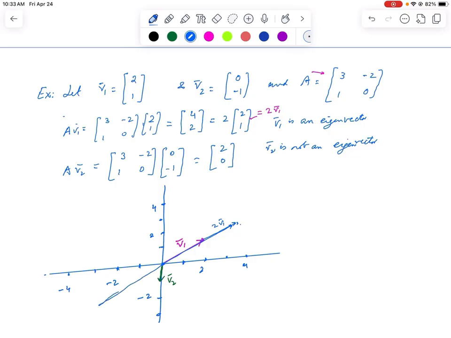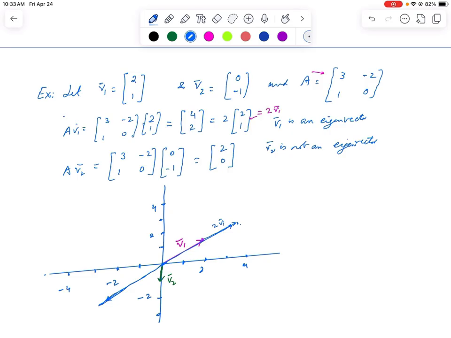If you recall, this is something like a subspace of Rn. In this case, a subspace of R2, this line contains all the vectors which are multiples of V1. So it doesn't change the direction. Multiplication of A with V1 didn't change the direction, or I would say the position, of the vector.